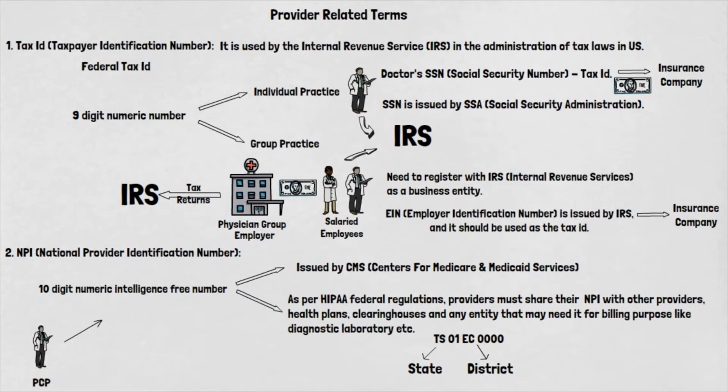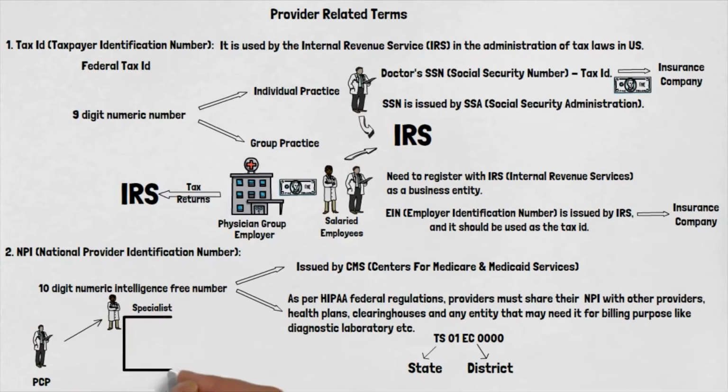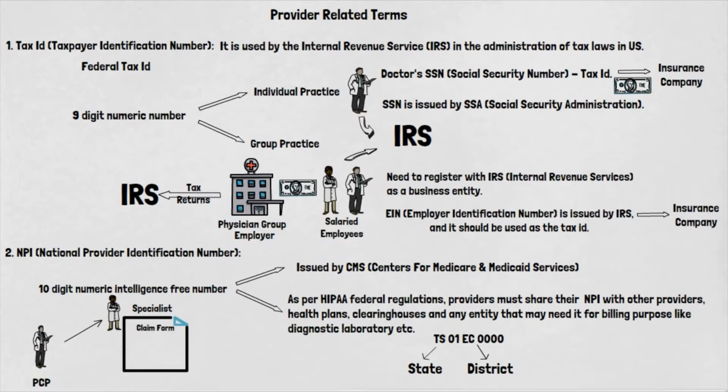Let us assume that the PCP has referred a patient to the specialist. When the specialist is submitting that patient's claim to the insurance company, the name of the doctor as well as the NPI should be mentioned on the claim form. Here the referring provider is the PCP. In a similar way, when the PCP asks the patient to get a blood test done, when the laboratory is submitting a claim to the insurance company, the name of the doctor as well as the NPI needs to be mentioned on the claim form. Here the ordering provider is the PCP, since he is the one who ordered the blood test.